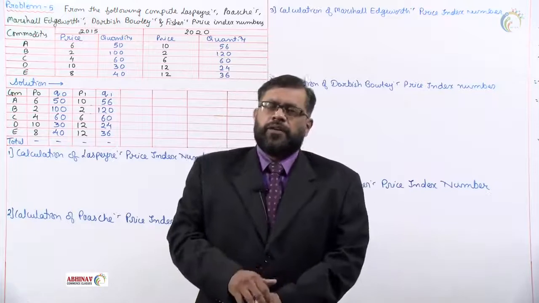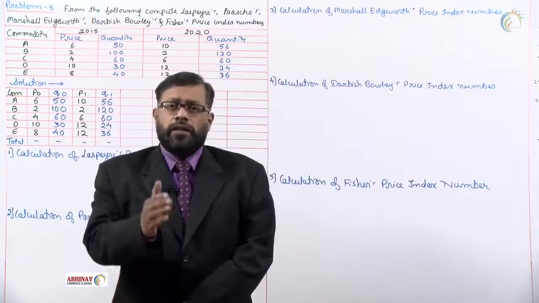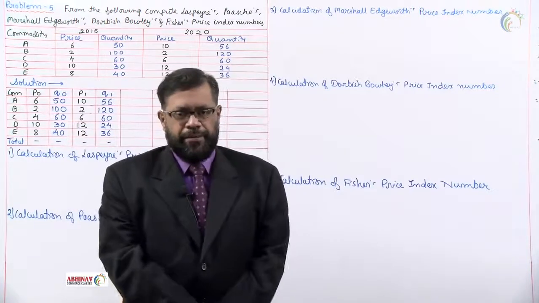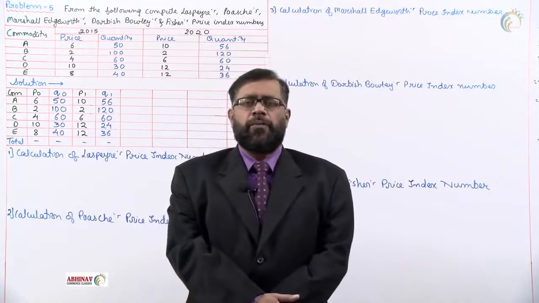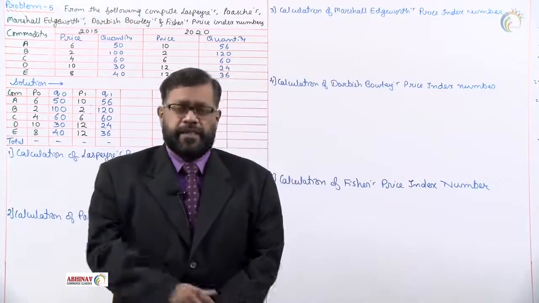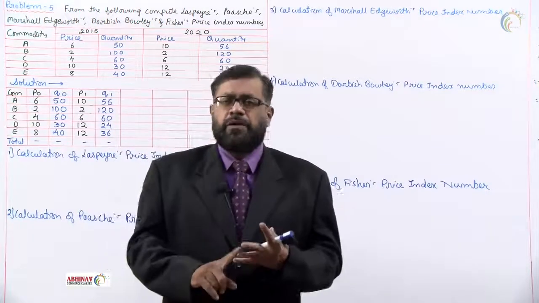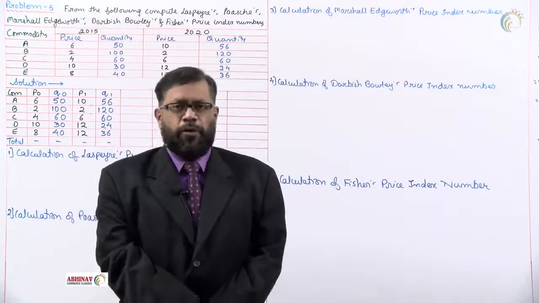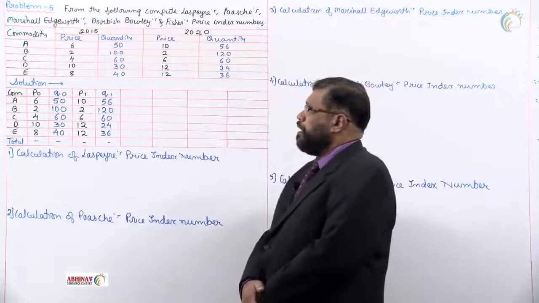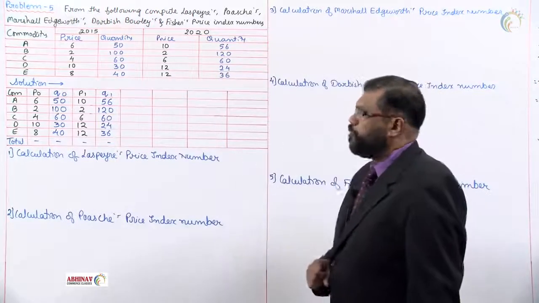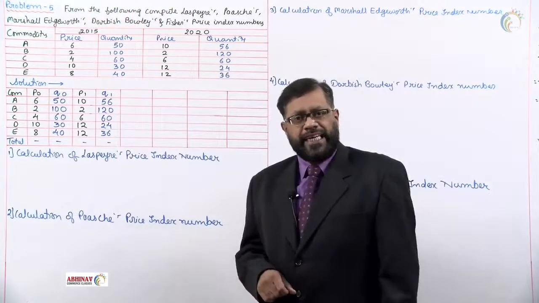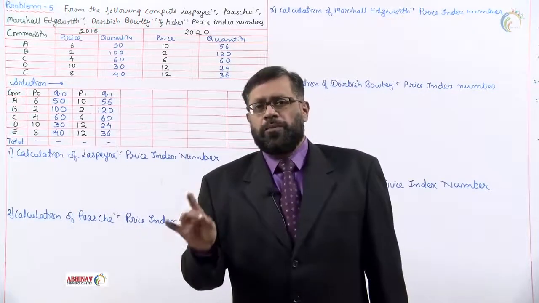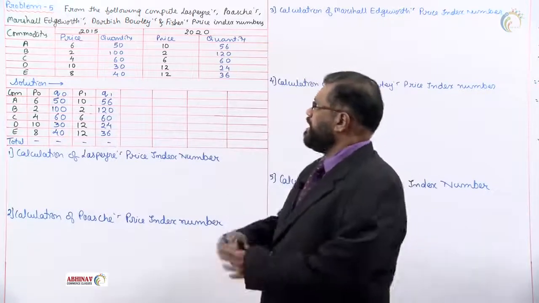In the last session, we have completed problem 4 on unweighted index numbers, that is arithmetic mean, geometric mean and simple aggregative index number. In this session, we shall take up a problem on weighted aggregative index numbers, that is Laspeyres', Paasche's, Marshall-Edgeworth, Dorbish-Bowley and Fisher's. Let's see first what the problem is given. The problem says from the following we need to compute all the weighted aggregative index numbers. The data is given to you.